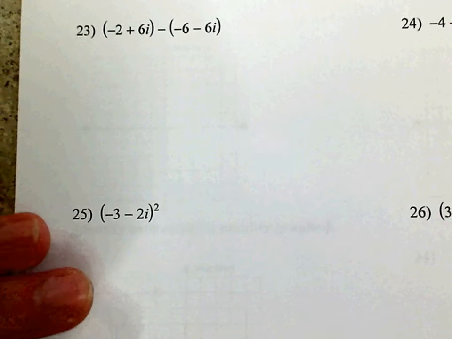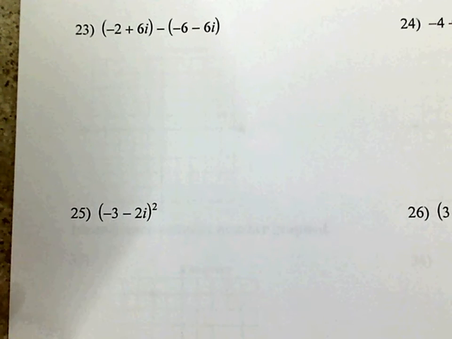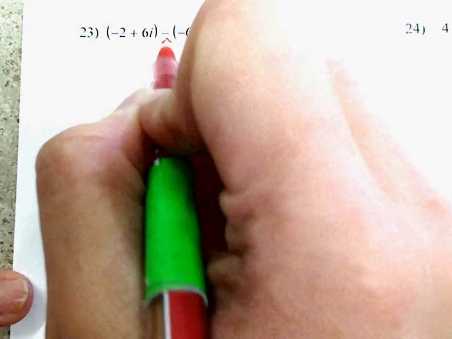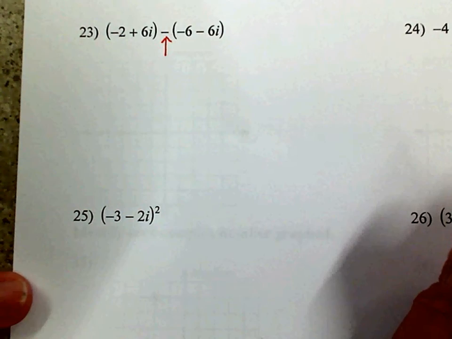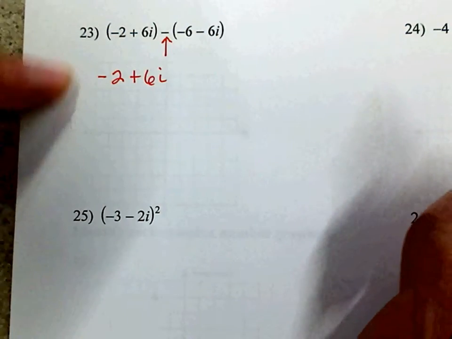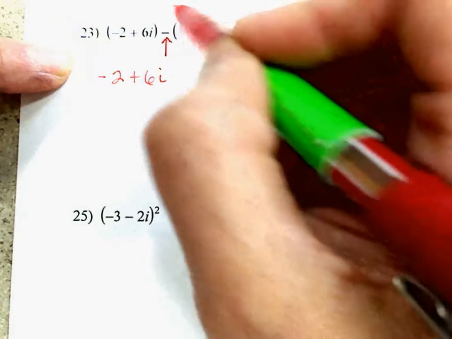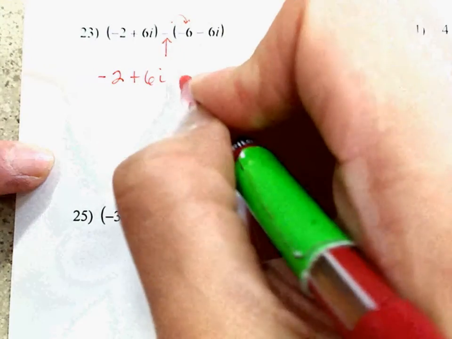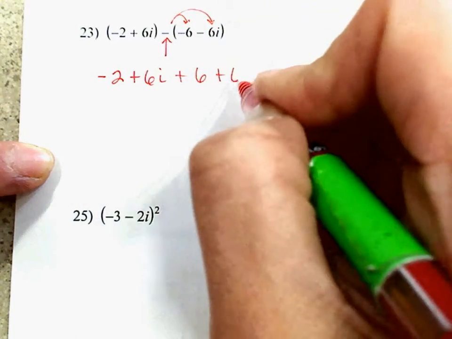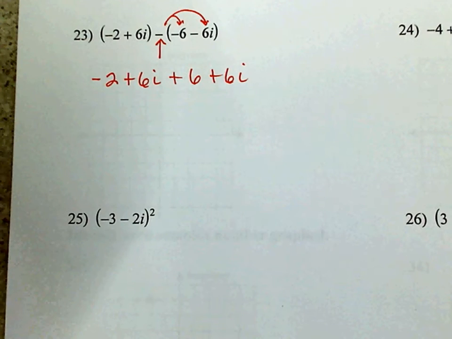Number 23. Okay. All right. Now, I'm not multiplying because what's between those? A negative. That's a minus. So I'm going to rewrite -2 plus 6i. What is a negative times a negative? +6. What's a -1 plus 6i plus 6i? Did you guys see how you got rid of the parentheses?